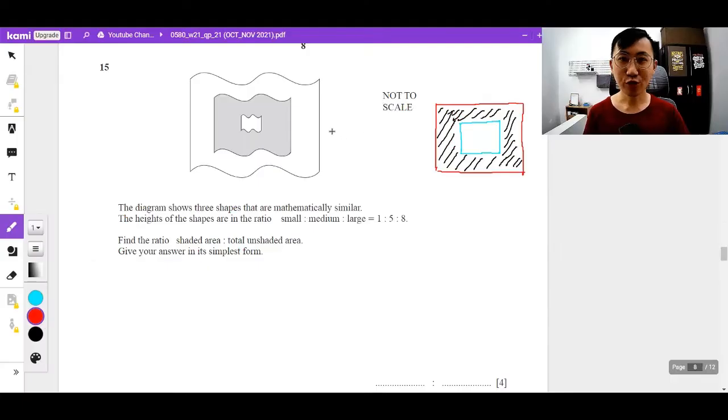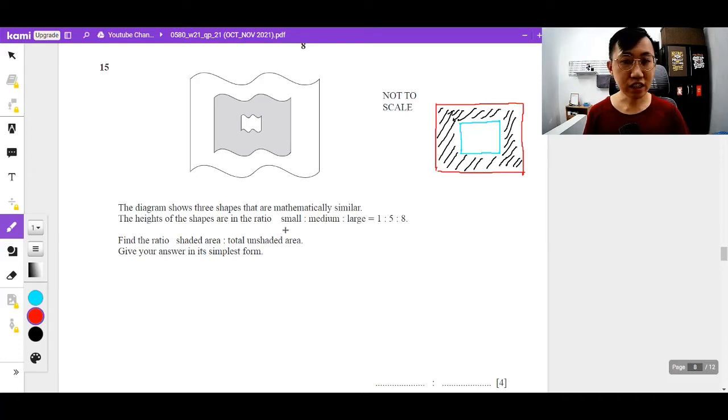Question 15, arguably the hardest question in this October-November 2021 series, right? So let's read the question. The diagram shows 3 shapes that are mathematically similar. The height of the shapes are in the ratio small, medium, large. So small, medium, and large in the ratio of 1, 5, and 8. Find the ratio of shaded area to total unshaded area. Give your answer in its simplest form.